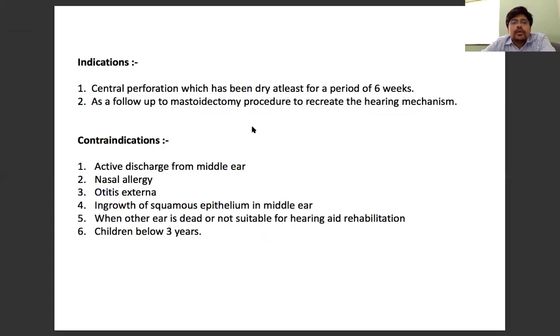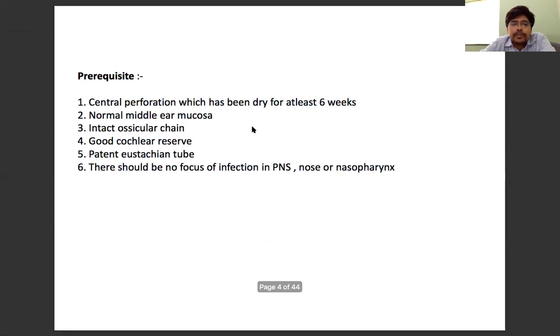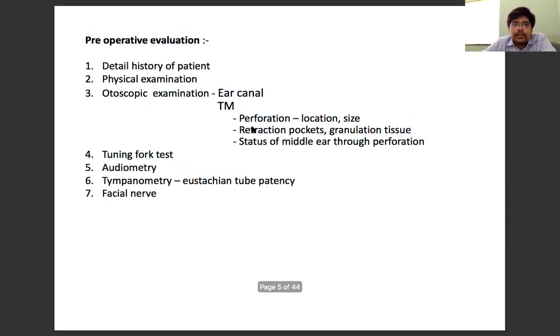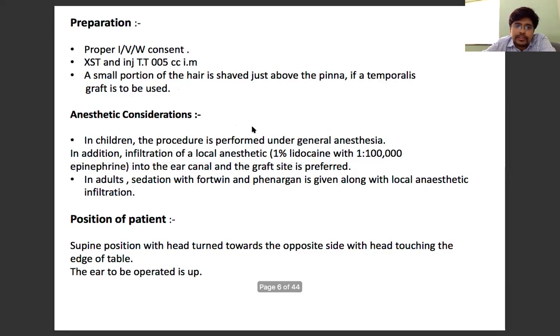So what are the prerequisites? Central perforation, which should be dry for at least 6 weeks, then there should be normal middle ear mucosa. As I have told you, it should have an intact ossicular chain and good cochlear reserve. Now, preoperatively, you will evaluate the patient properly and then we will consider surgery.